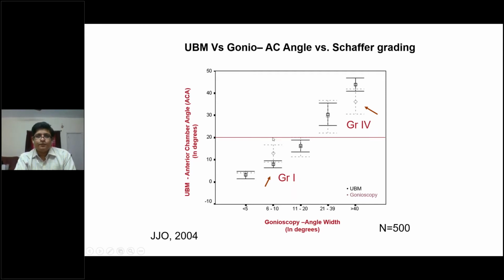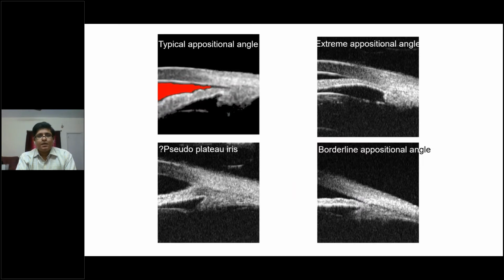We initially did a comparison between UBM and gonioscopy, and this was published way back in 2004 in the Japanese Journal of Ophthalmology. You can see that the cutoff value of 20 degrees seemed to coincide very well with gonioscopy as well. Of course, it has its problems. It's a contact procedure and it is a bit tedious, needs a lot of skill. However, it defined the way in which we are looking at the angles.